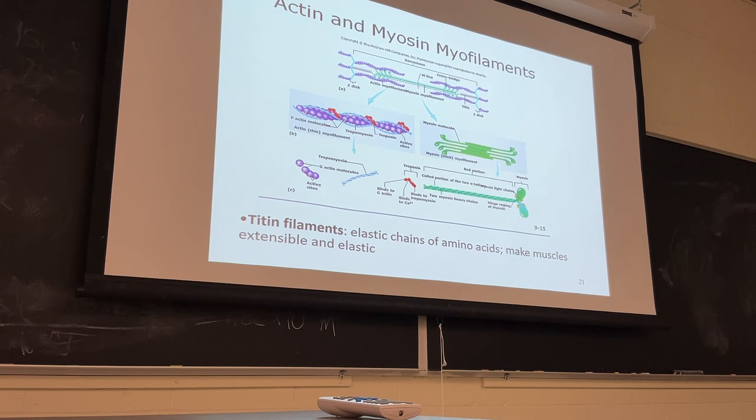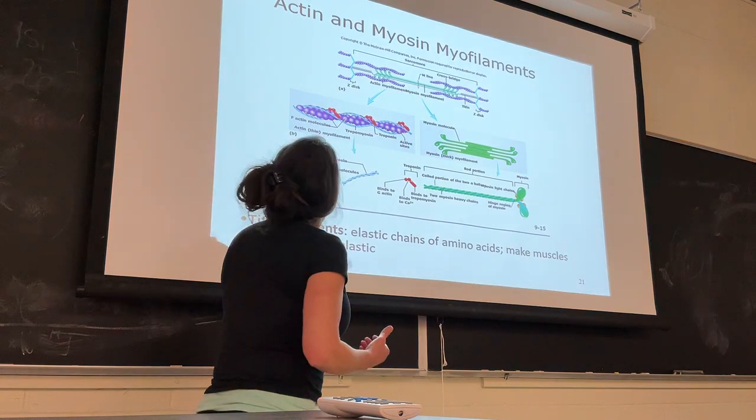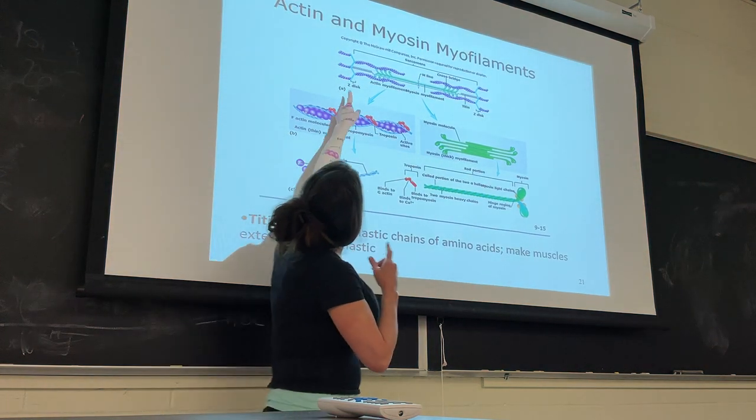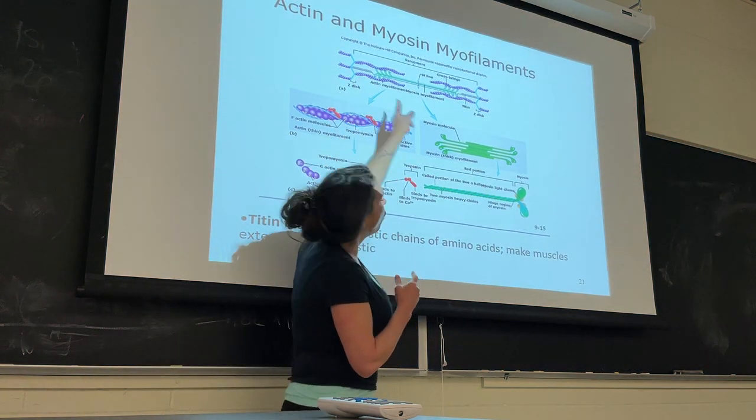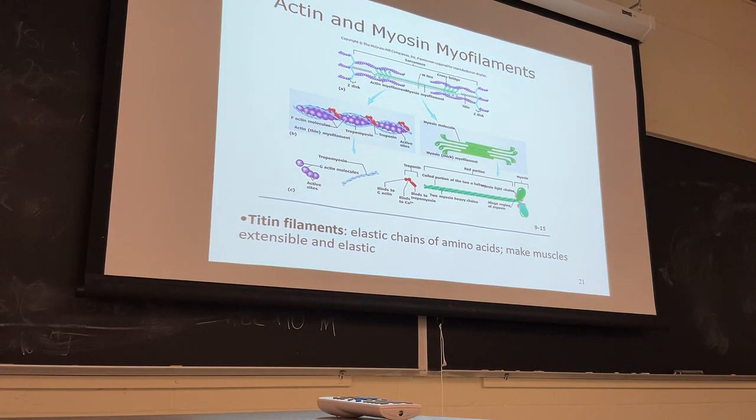All right. We put a little side note there regarding those titin filaments. This is what's going to give muscles that functional quality of elasticity. Those coiled structures located right there are the filaments. Those are what's going to give muscles the ability to be elastic.